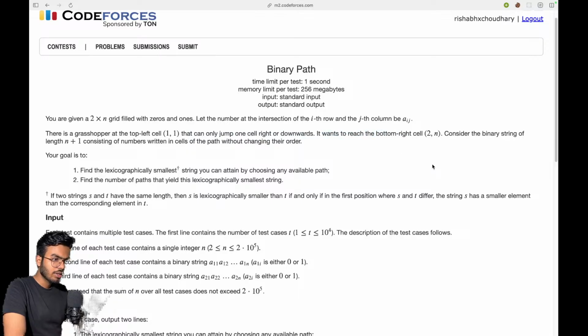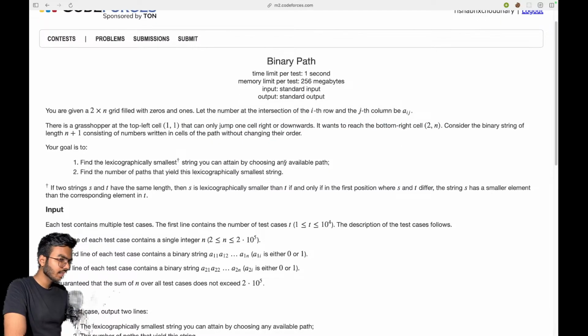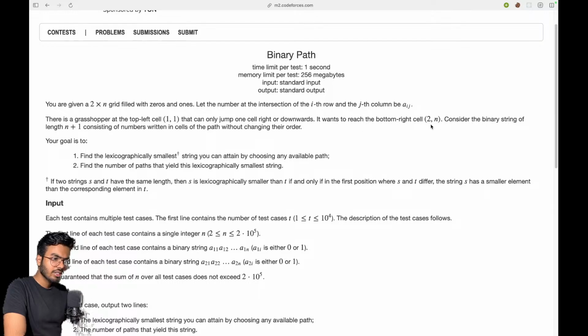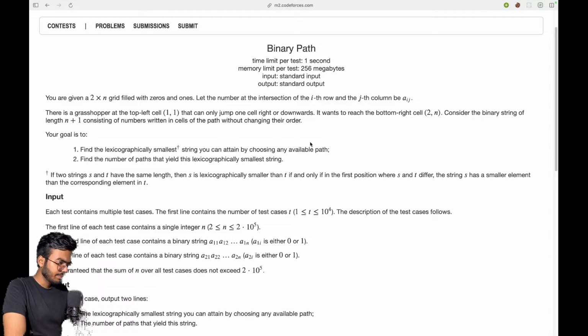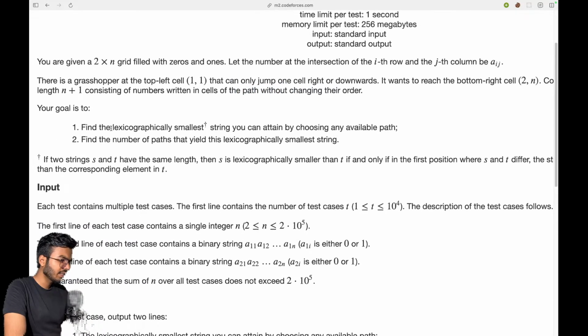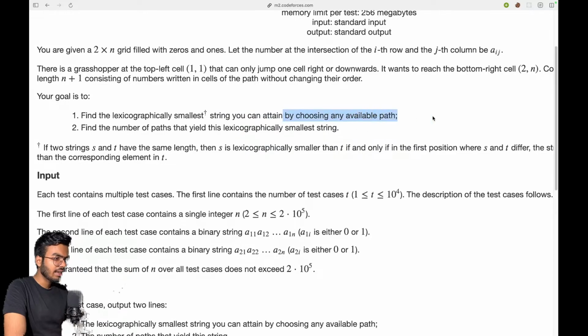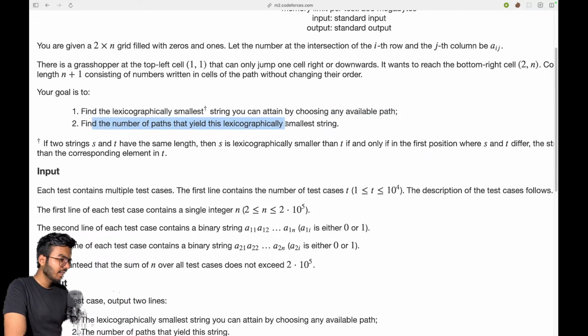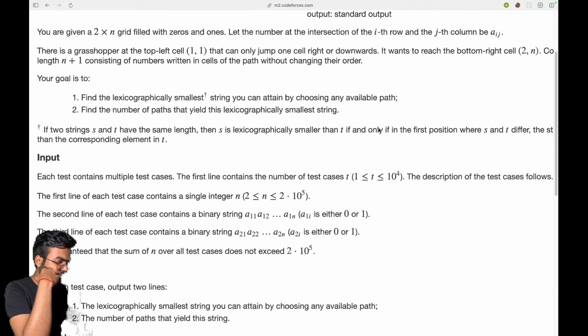If you want to reach the bottom right cell, (2, n), consider a binary string of length n plus 1 consisting of the numbers written in the cells of the path, without changing the order. Your goal is to find the lexicographically smallest string that you can attain by choosing the available path. Find the number of paths that yield this lexicographically smallest string.